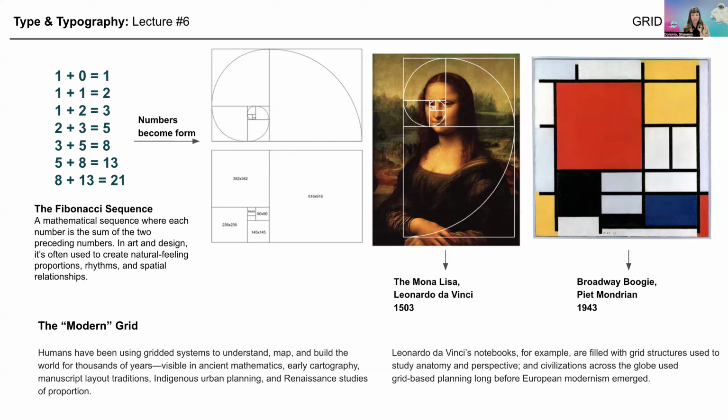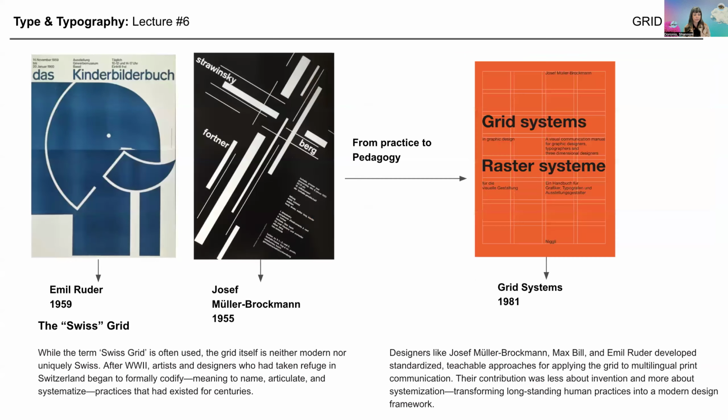It is visible in ancient mathematics, early cartography, manuscript layout traditions, indigenous urban planning, and Renaissance studies of proportion. Leonardo da Vinci's notebooks, for example, are filled with grid structures used to study anatomy and perspective, and civilizations across the globe have used grid-based planning long before European modernism emerged and started speaking more explicitly about the grid.